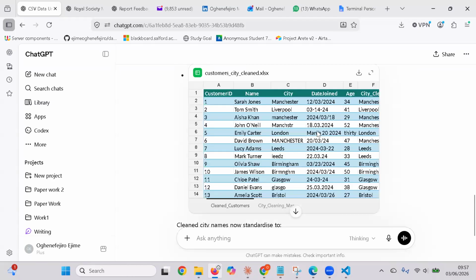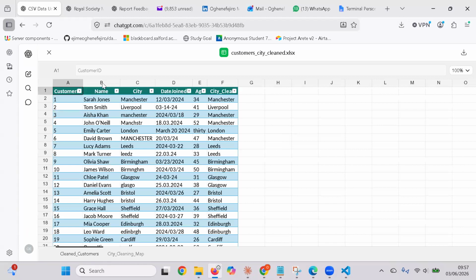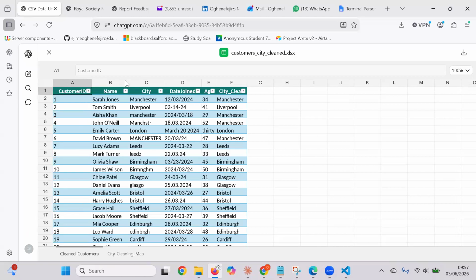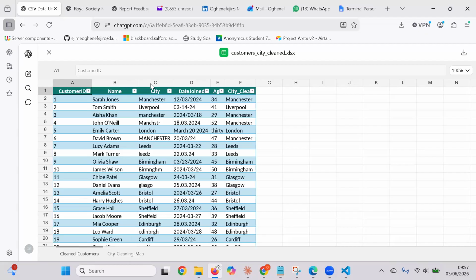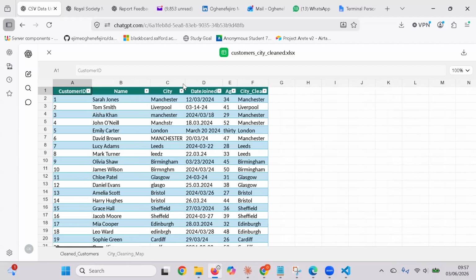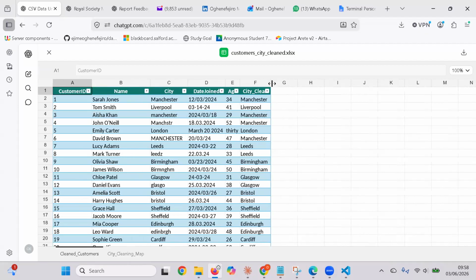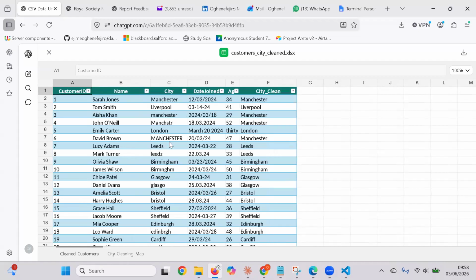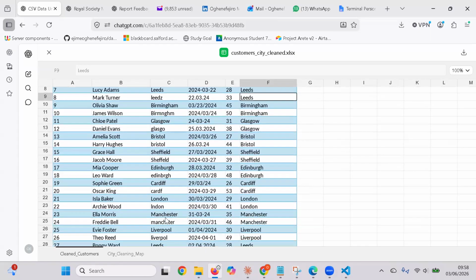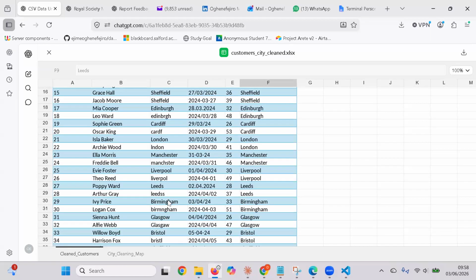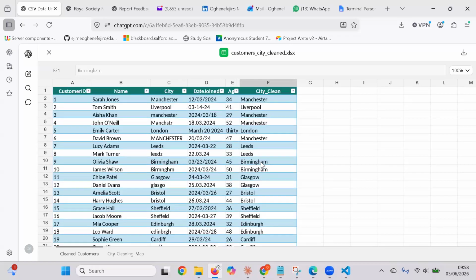Let's wait for it. Look at this. Let's expand it a little. Look at this. Before, it was Leeds with a Z, but now look at it. Again, here is the other one. Look at this, it's now corrected. This is the new column it actually created for us.